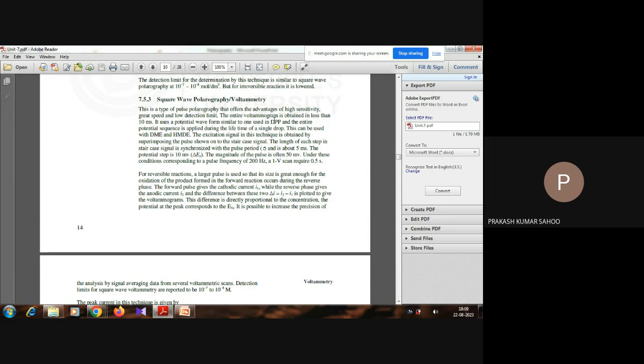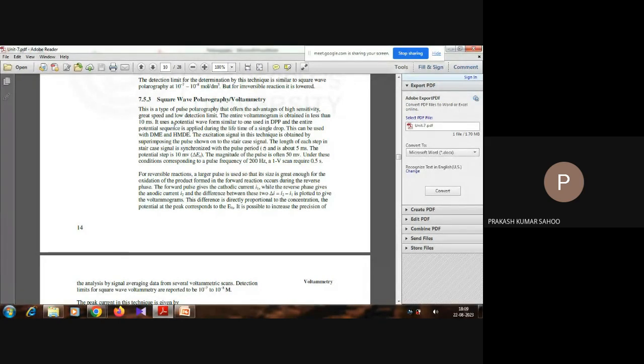The entire voltammogram, like the total cell, is now known as a voltammogram. Like a chromatogram we have discussed in the MCH-2 paper. From chromatography it is a chromatogram. This is from voltammetry: the cell, or the system under investigation, is known as a voltammogram. It is obtained in less than 10 microseconds.